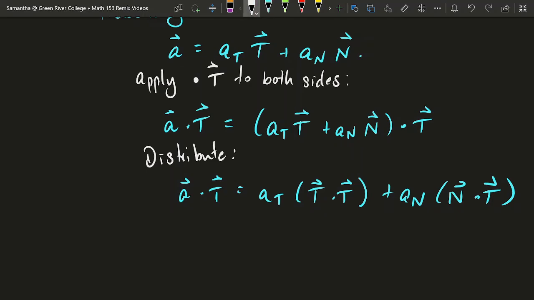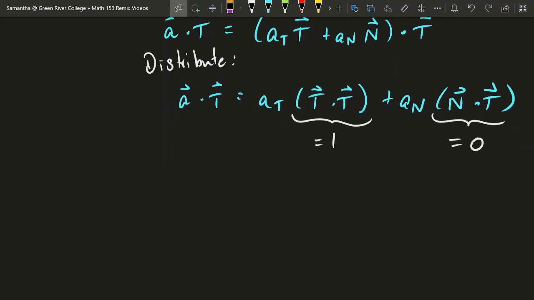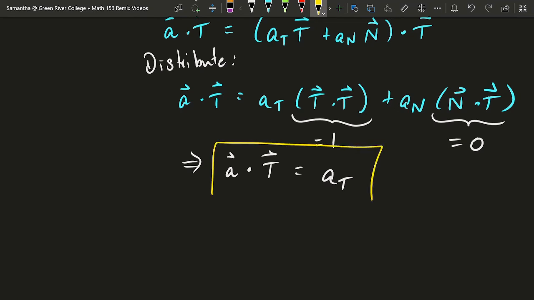Now because N and T are perpendicular, because they form a right angle, we know that their dot product will be 0. And by the observations made at the beginning of this video, we also know that the dot product of T with itself will just be equal to 1 because T is a unit vector. And therefore, after simplification, we find that the value of A sub T, the value of the tangential component, can be found as easily as taking A dotted with T.